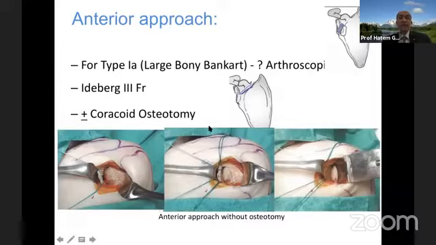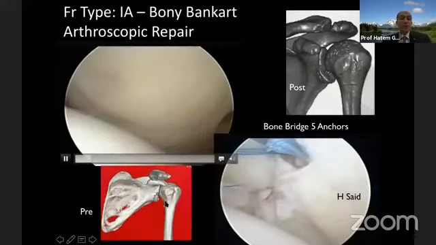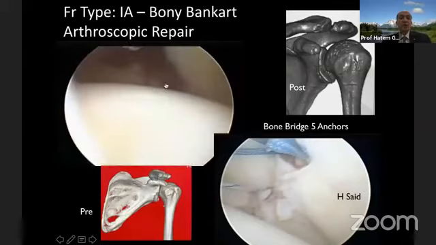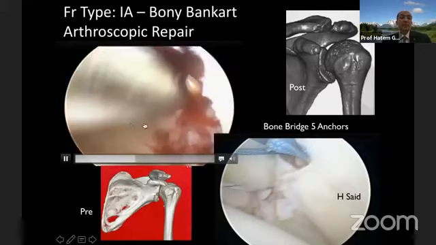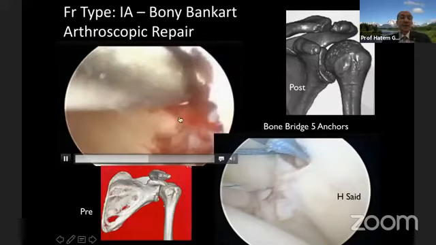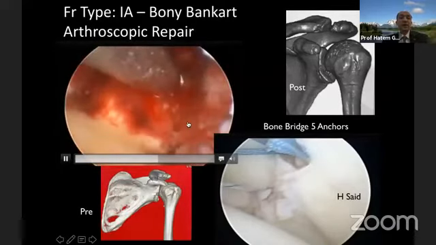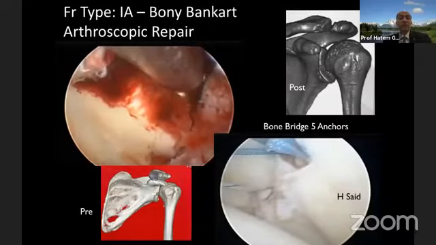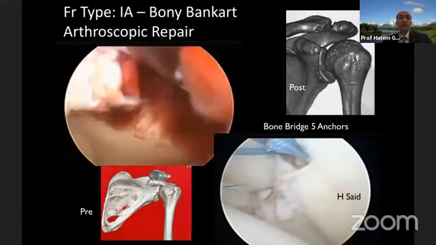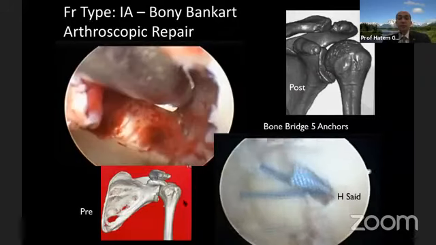Now this is an example of an arthroscopic one. Preoperatively, you can see a large bony avulsion of the glenoid with the labrum. So it's not the classic bony Bankart, but rather a large bony piece. And this would be the type 1 from the scapular glenoid fracture. And to do that, you can do it arthroscopically.